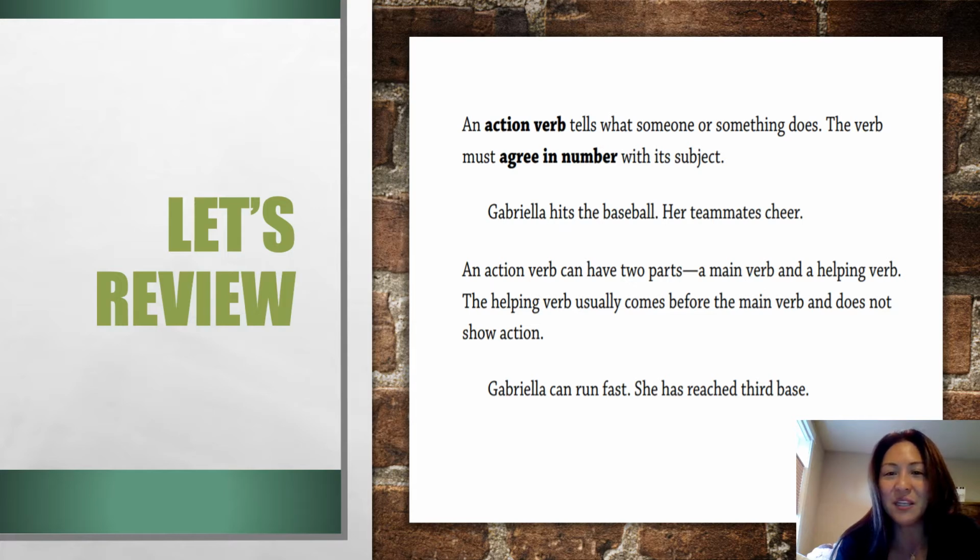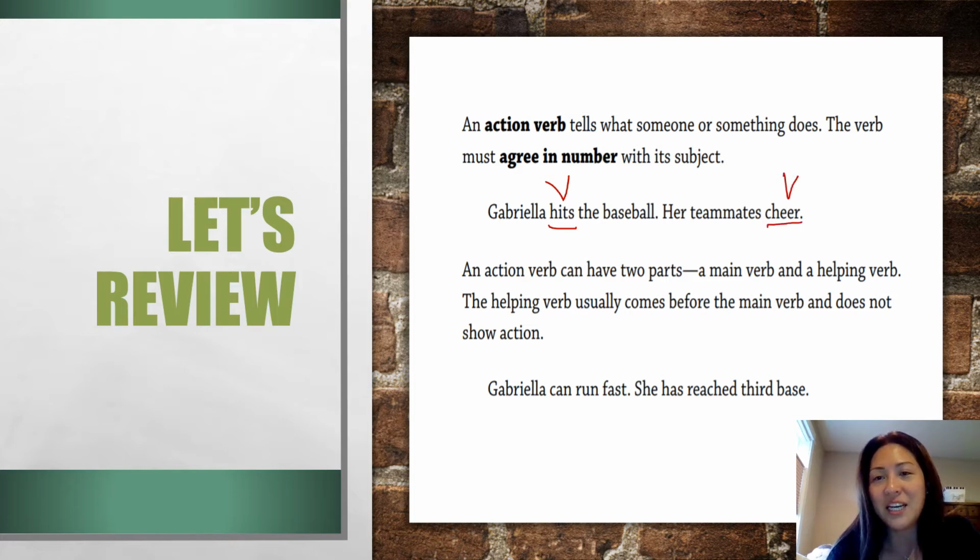Gabriella hits the baseball. Hits is the action verb right there. This is the verb. And since Gabriella is only one person, that's why there's an S at the end of that word. Now, the next part of the sentence says her teammates cheer. The subject is teammates because that's what the sentence is about. And what do the teammates do? They cheer. So that is also the verb.